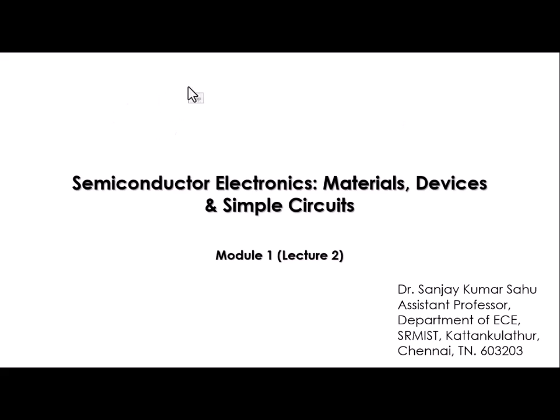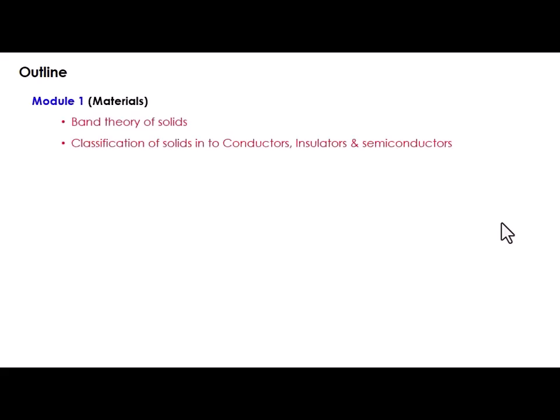Now, in the first video lecture, we covered the band theory of solids, which was basically nothing but how the energy bands of valence electrons get modified during the crystallization process, and how this band theory of solids can be used to classify solids into conductors, insulators and semiconductors. These were the topics we covered in our last video lecture, that is, video lecture 1.